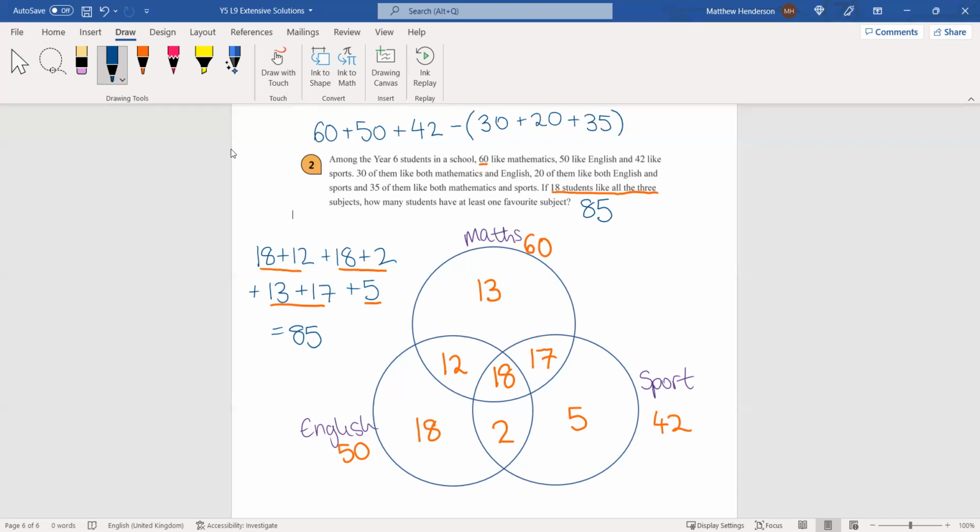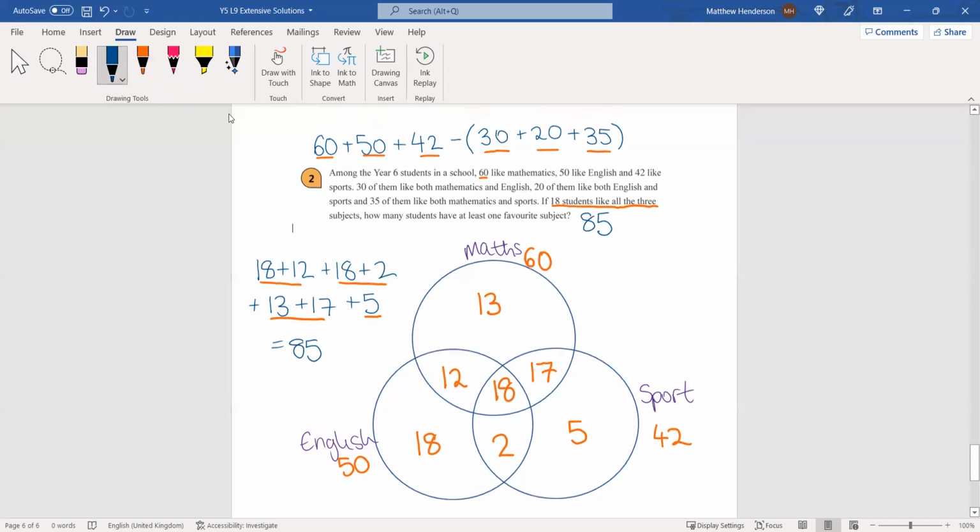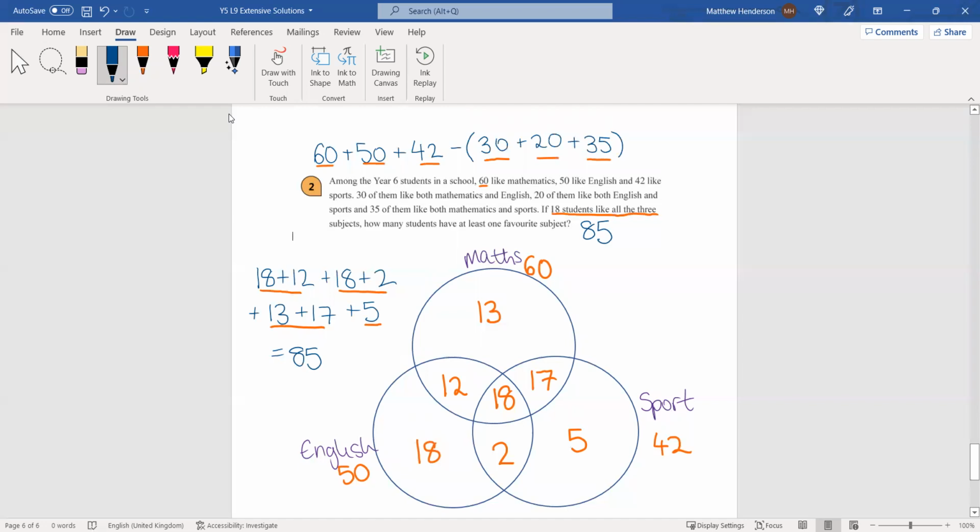However, in this case, we also need to consider the people that like all three. Okay, so any student that liked all three subjects has been counted in the 60, the 50, and the 42 that like each subject. And they've also been counted in the 30, the 20, and the 35 that like two subjects. So we need to be very careful here that we count them exactly once.